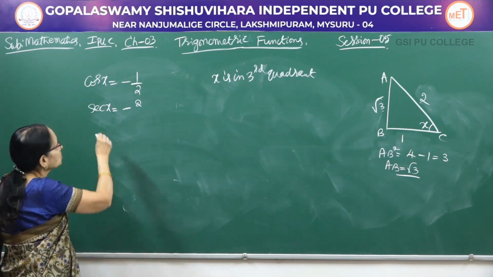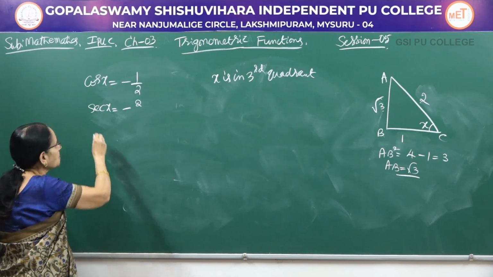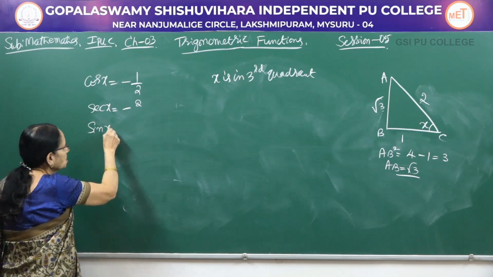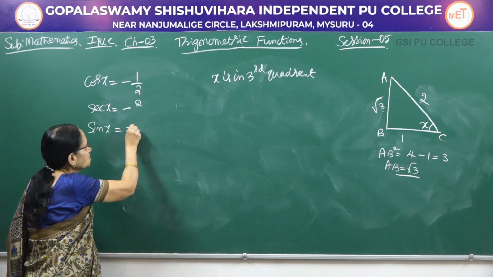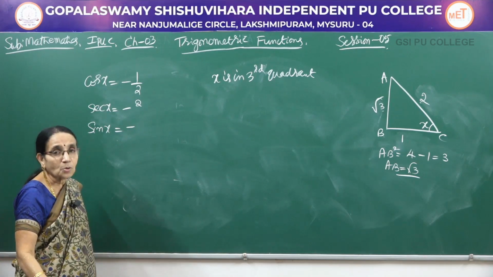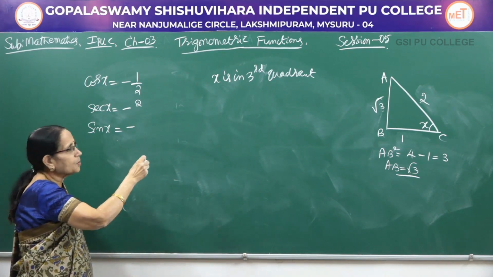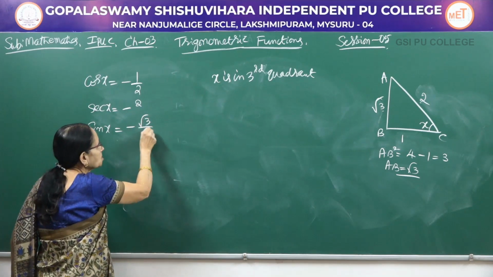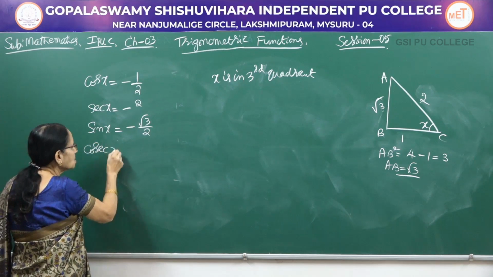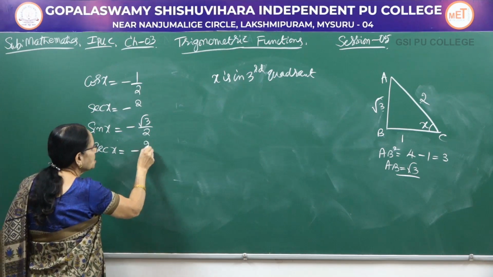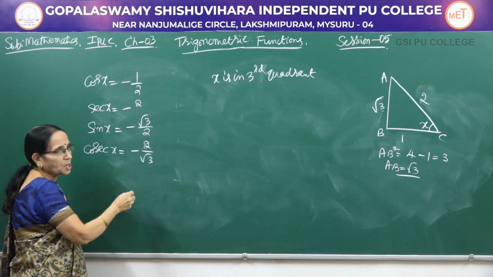Now, I have written the cos x and secant x. Let me come to the next ratio, sin x. In the third quadrant, sin is also negative. How do you define it? Opposite over the hypotenuse. It is root 3 by 2. Immediately you write the reciprocal. It is minus 2 by root 3.